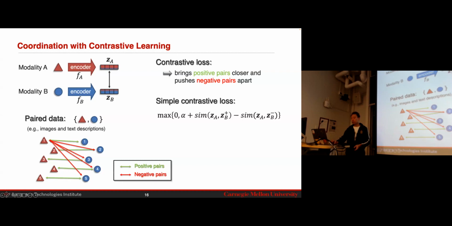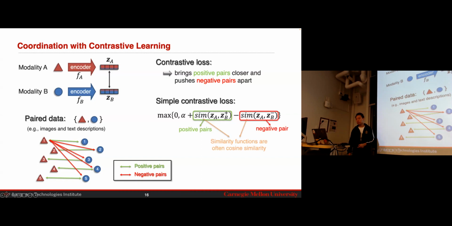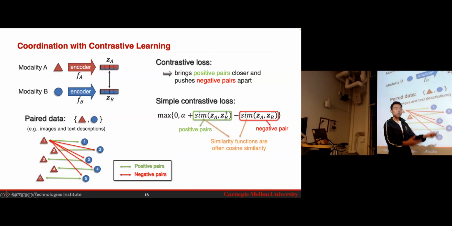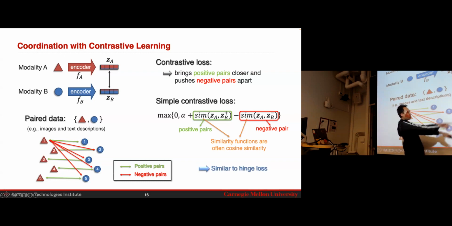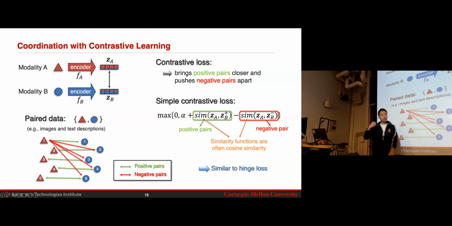You want to maximize the similarity between ZA and ZB, positive, so we denote with a plus sign, and you want to minimize, in other words, minus the similarity between ZA and ZB with a negative sign. Positive pairs and negative pairs. Right, so these similarity functions can be anything I mentioned previously, simplest being cosine similarity, but also extends to all the other coordination functions. So this is a hinge loss version of contrastive learning, and soon after you see the more classification version of contrastive learning, but they're all similar in idea.